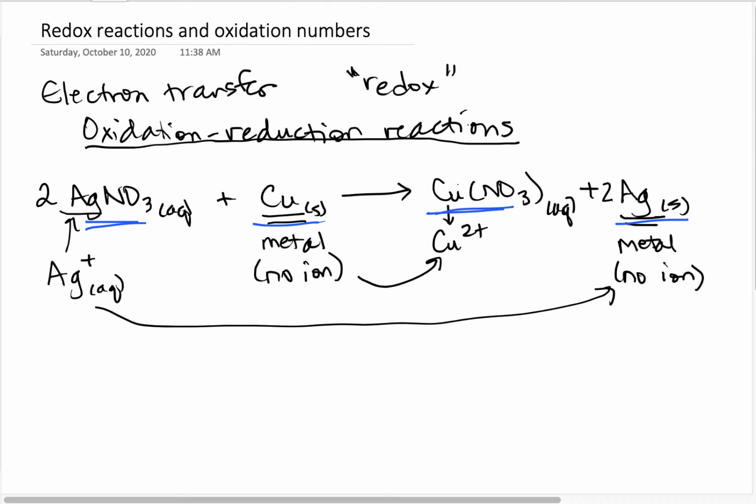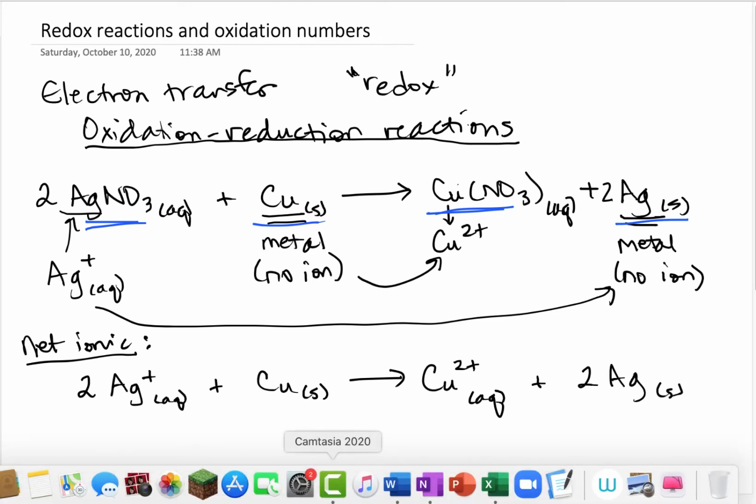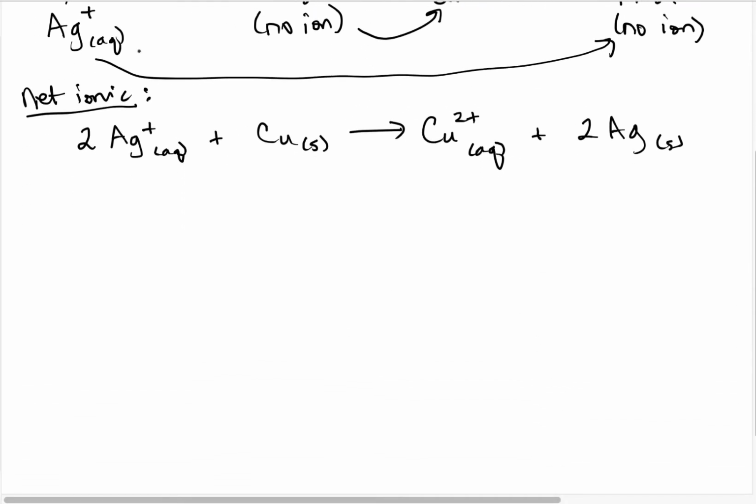If we took a look at the net ionic equation for this, and if you need practice, pause the video and write out the complete ionic and the net ionic equations. We get 2 silver ions reacting with 1 copper in solution to make a copper 2+ and 2 silver, not ions. So what we can see from this is that we have electrons being transferred.